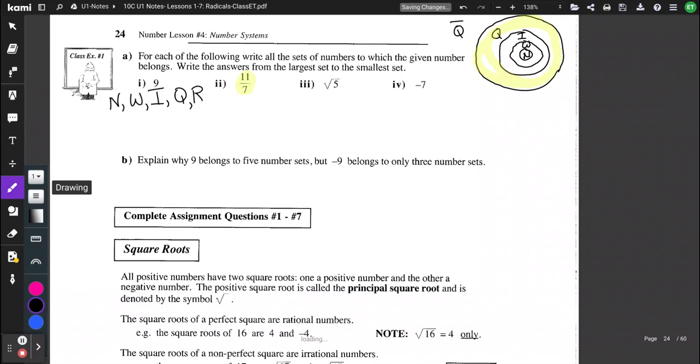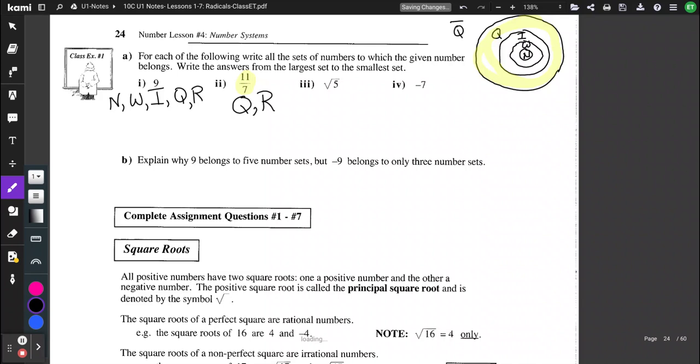So that's our biggest system. So he's going to be a Q, and then everyone is a real. So he's going to be a Q, R. So that guy fits into 2 number systems. And it's a fact that he's a fraction that he's going to fit into the outside one, that rational.